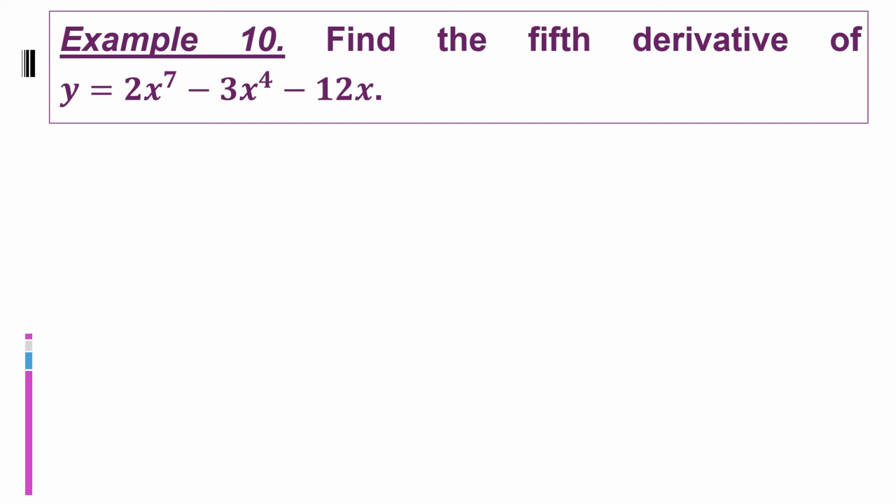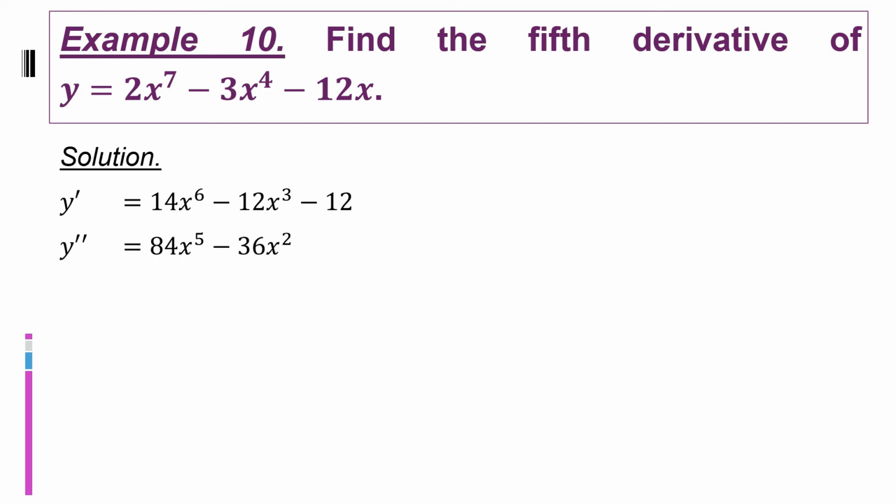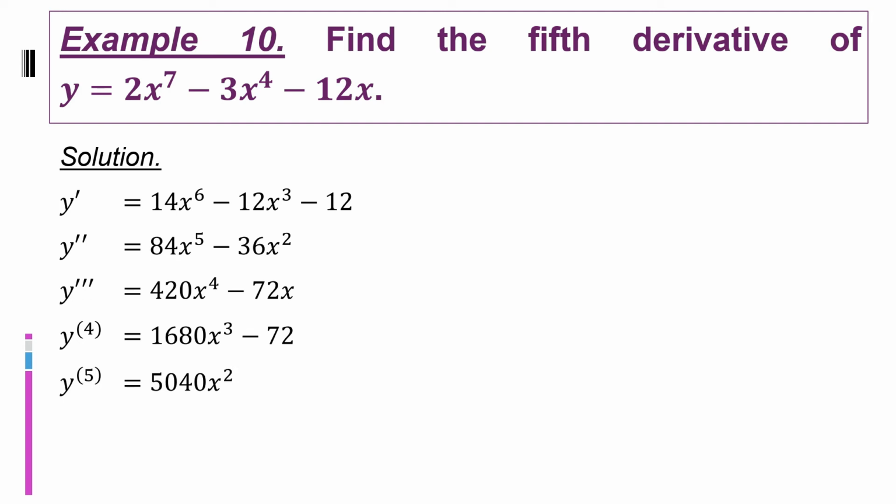Example number 10. Find the fifth derivative of y equals 2x raised to 7 minus 3x raised to 4 minus 12x. So by power rule, our first derivative is 14x raised to 6 minus 12x cubed minus 12. Then second derivative, we have 84x raised to 5 minus 36x squared. Third derivative, we have 420x raised to 4 minus 72x. The fourth derivative now is equal to 1680x cubed minus 72. And finally, the fifth derivative is 5040x squared.